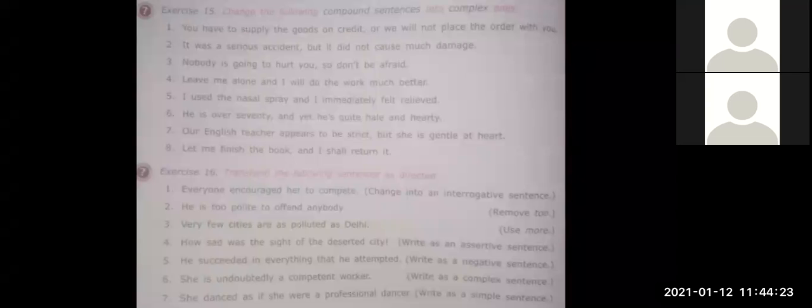Next one is, he is too polite to offend anybody. Now you need to remove too. When we remove too, then we will use so that. We use so that to remove too. So it will become, he is so polite that he doesn't offend anybody. To remove too, we use so that, children. So this will become, he is so polite that he doesn't offend anybody. Right, everyone? This one goes like this. He is so polite that he doesn't offend anybody.